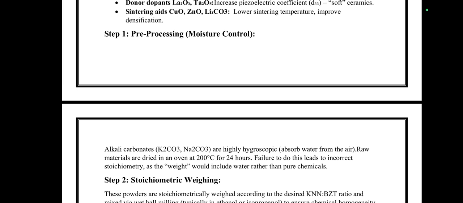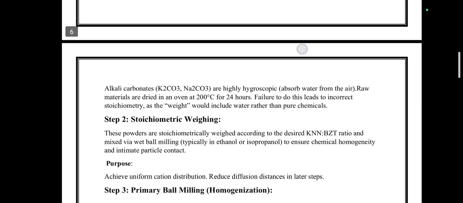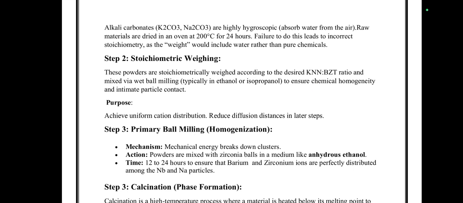The process involved in the synthesis of this piezoceramic material, the first step is pre-processing moisture control. Alkali carbonates like potassium carbonate and sodium carbonate are highly hygroscopic and absorb water from the air. Raw materials are dried in an oven at 200 degrees Celsius for 24 hours. Failure to do this leads to incorrect stoichiometry, as the weight would include water rather than pure chemicals. So pre-processing is very important. Moisture control is compulsory.